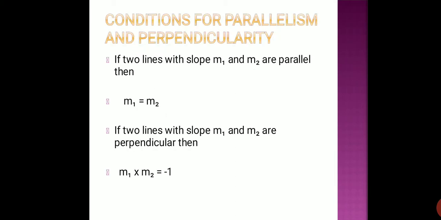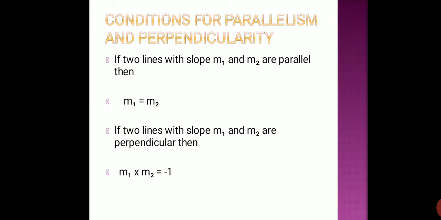The next is, how do we know, by looking at the equations of the line, whether they are parallel or perpendicular. So we are going to see conditions for parallelism and perpendicularity. If two lines have the slope m1 and m2 and we have to see whether they are parallel or not, we have to judge m1 and m2. If m1 is equal to m2, then the lines are parallel. But they will be perpendicular if the product of the two slopes, m1 into m2, is equal to minus 1.